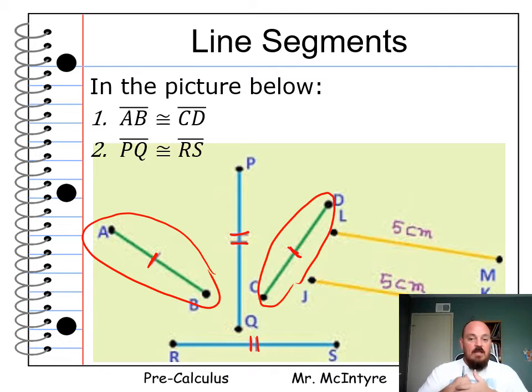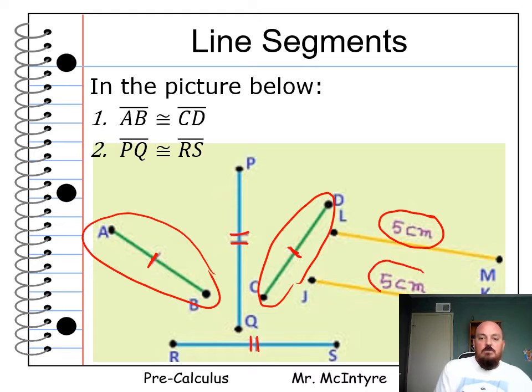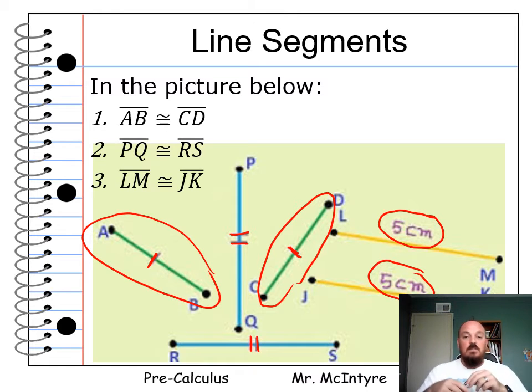Now the other way that I said you could do this is what you see on the yellow ones. So over here I said, okay, let's pretend like I had a ruler and I measured this one and it was 5 centimeters. And I measured this one and it's 5 centimeters. I didn't put the little marker on those because I didn't need to. If they're both the same length, then they are automatically congruent. So I could also conclude from my picture that line segment LM is congruent to line segment JK.